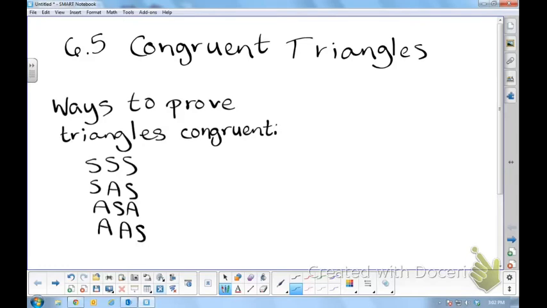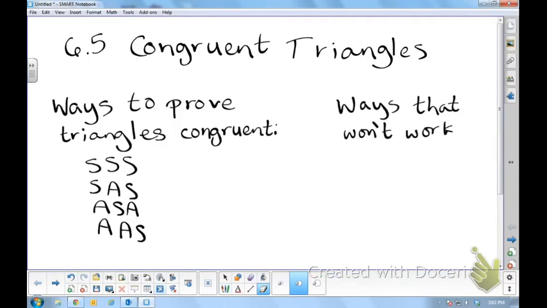We also have ways that don't work. Oops, I put a question mark there, I need to put a colon. Knowing three angles is not enough, and knowing a side, a side, and an angle is not enough.